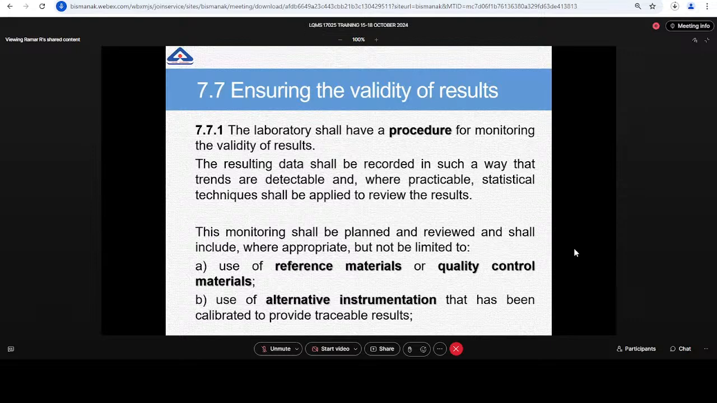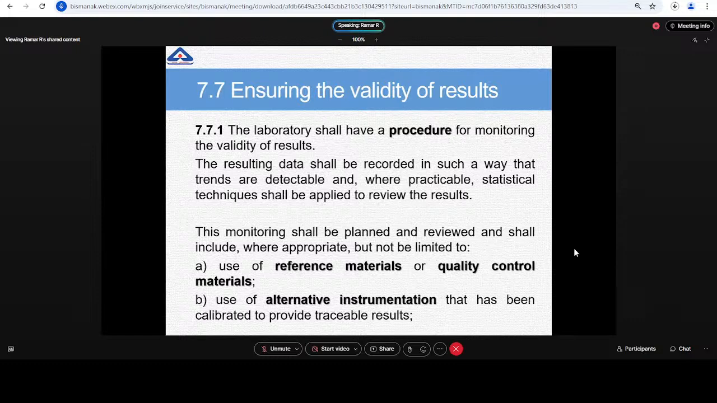Sir, is a CRM sample compulsory? CRM is compulsory for traceability, that is mandatory for traceability, wherever traceability is required, because for each and every result, you have to establish metrological traceability. For that, CRM is mandatory.